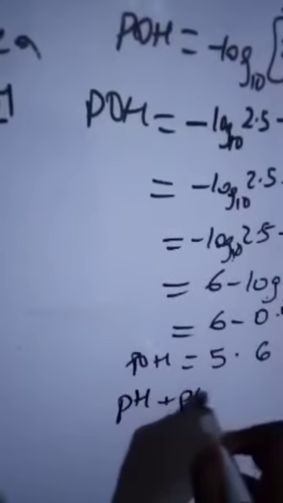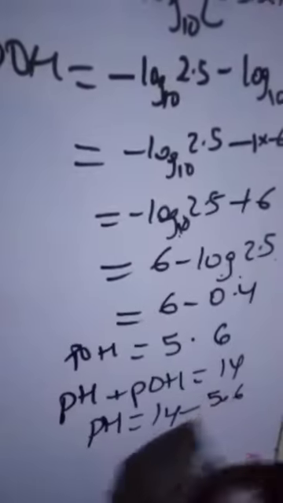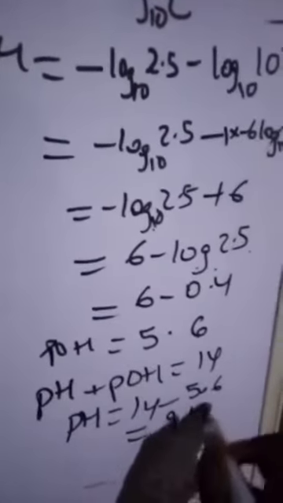So what will be your pH? pH plus pOH is equals to what? 14. Your pH is equals to 14 minus your pOH, which is what? 5.6. Your pH is equals to 9.4.